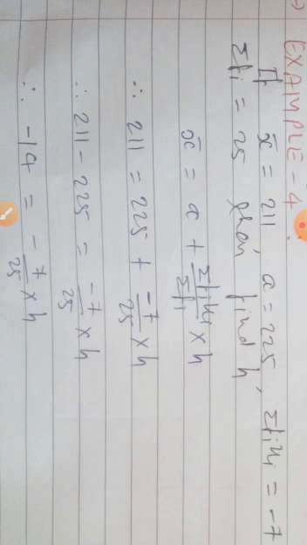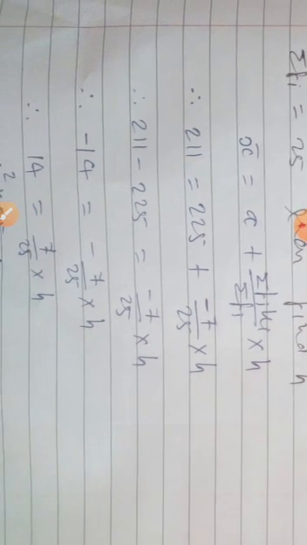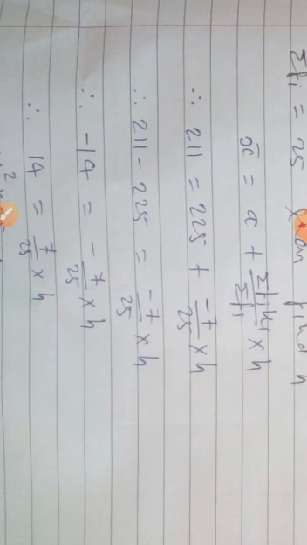Now in all this type of sum, we always shift the term first, towards the left side. Why? According to the rule, the term is shifted first, and only then the coefficients. So a is the term, and here -7 upon 25 is the coefficient of h. So the coefficient is not taken first; the term is shifted first. So a is shifted towards the left side, so 211 minus 225, whatever is left is written at the right side.